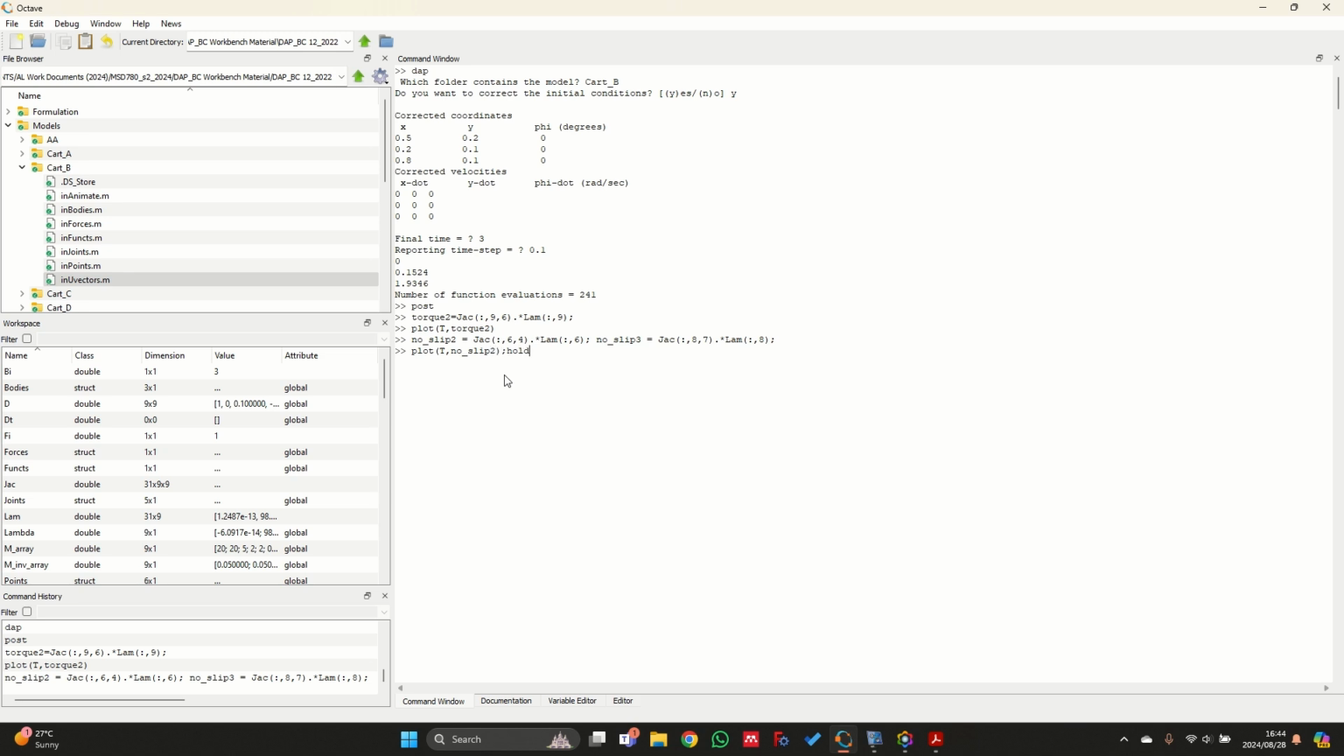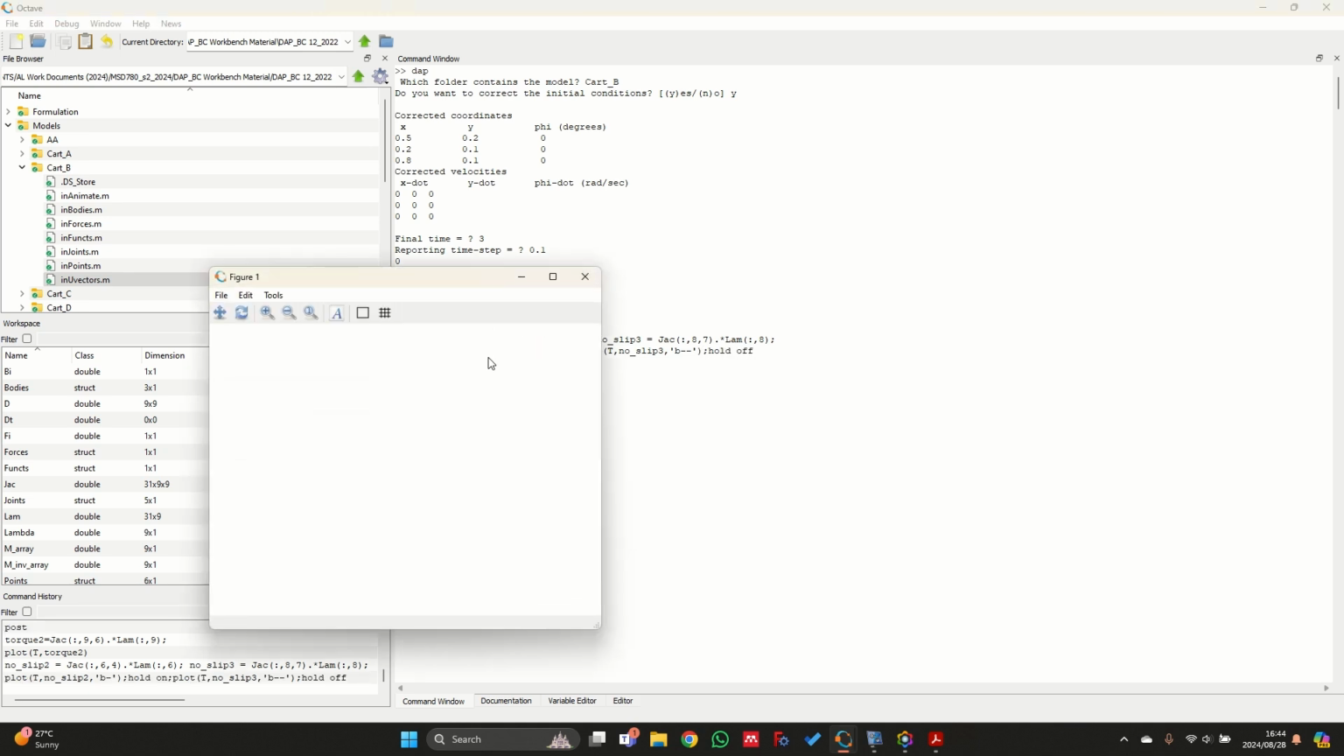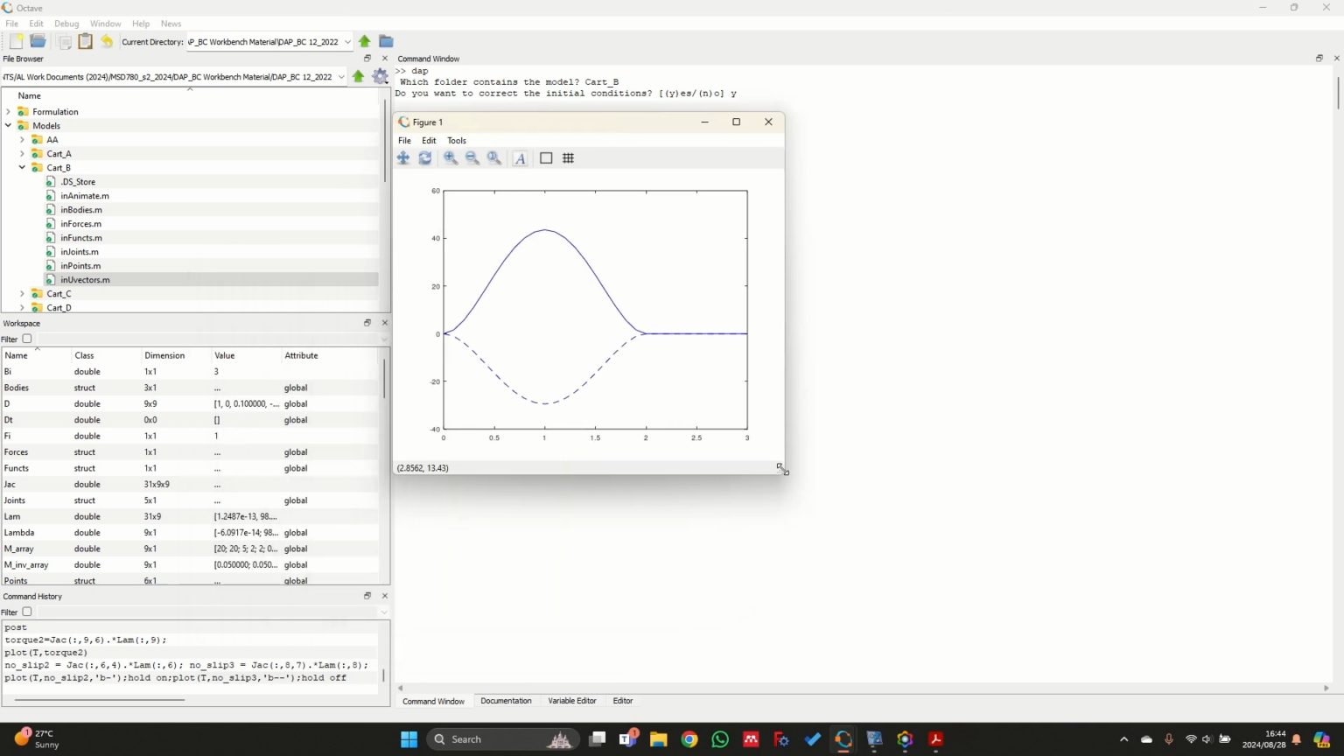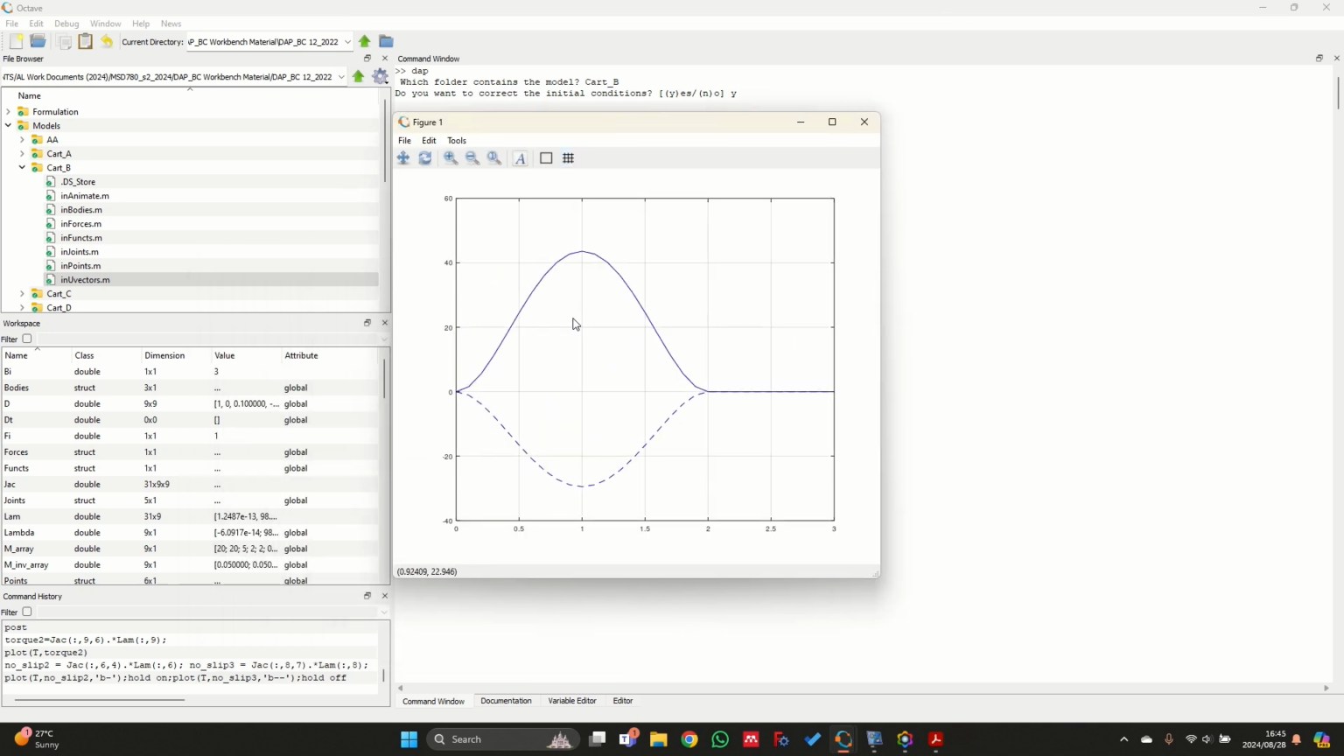Then I can say hold on, just to make sure that it doesn't plot the next plot over this one. So I want to show both of them on the same plot. And I'm perhaps just going to use, let's say, a blue line for this one. And then I'm just going to say plot T, no slip 3, and for this we can use a blue dashed line. And then I'm just going to say hold off. Okay, and this is then the relationship that I get over here.